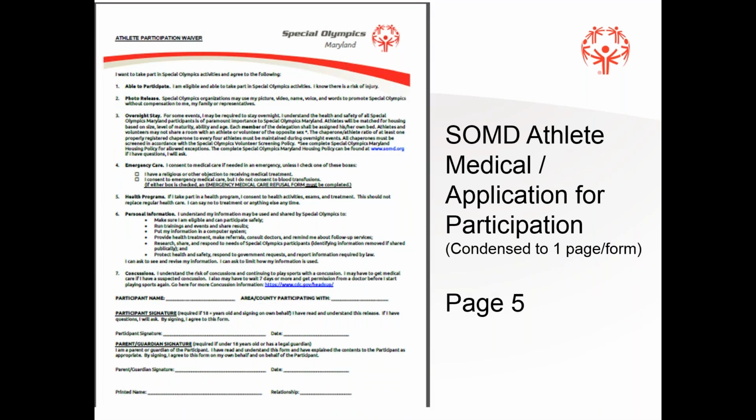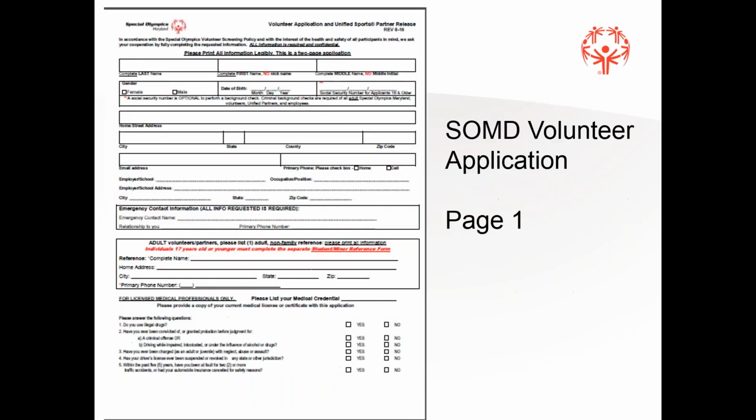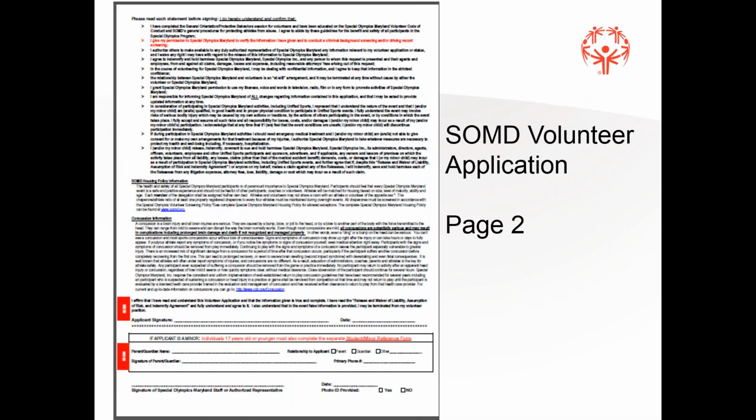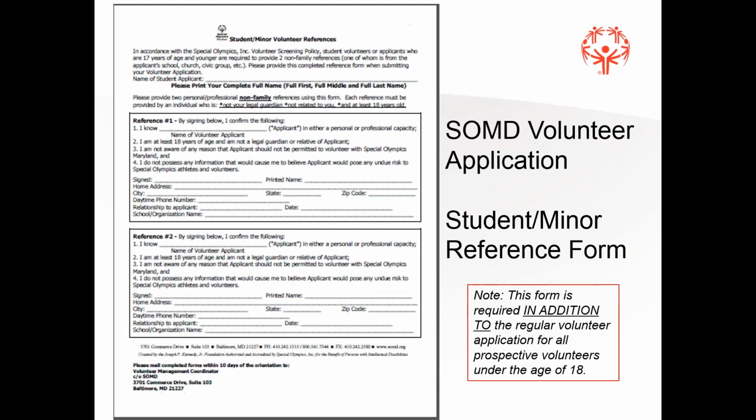Okay, a new thing in the past couple of years is the participation waiver. Again, make sure all 5 of these pages are completed. Volunteers, same application as in the past. Please make sure this is completed. If you have a student or a minor, they must complete this form as well. To the 2 pages that were just shown, this is part of the minor's application. This is not the only thing that the minors need. Minors need this page in addition to the volunteer application.